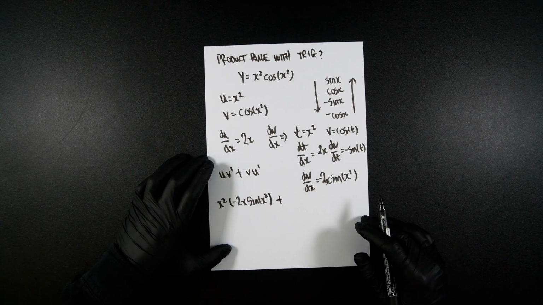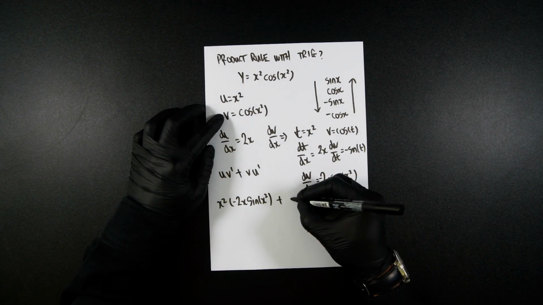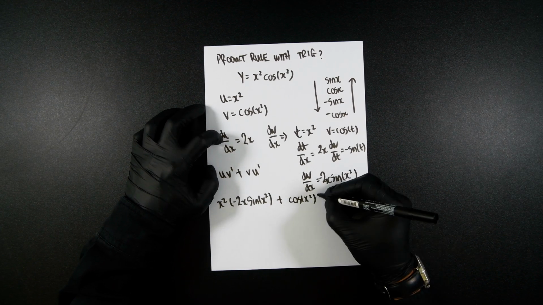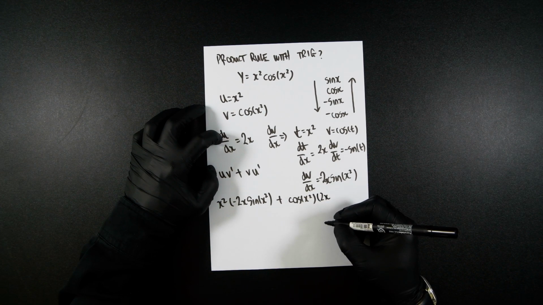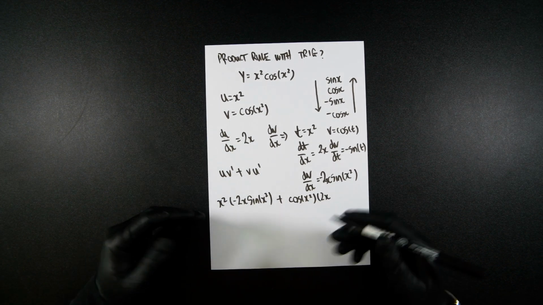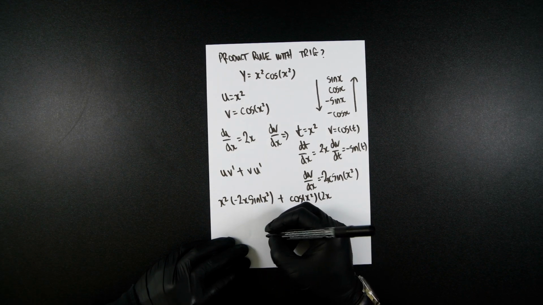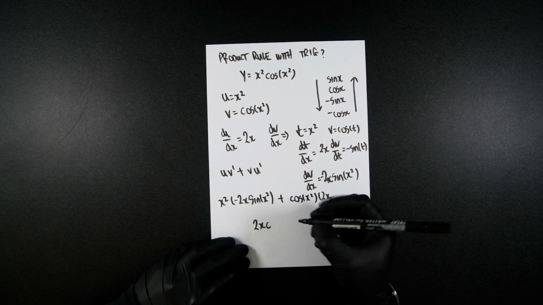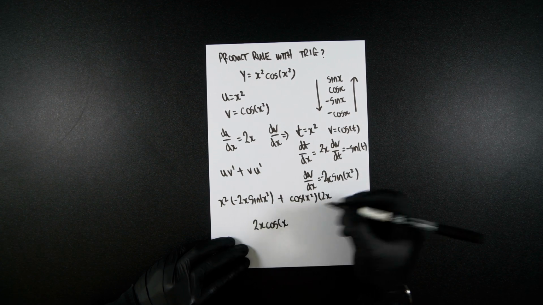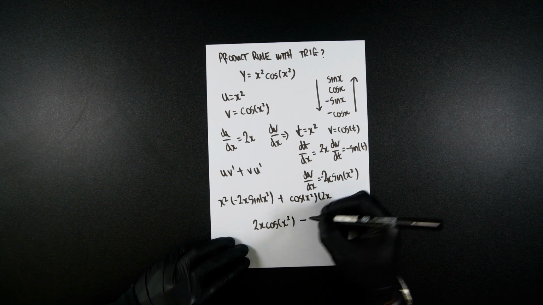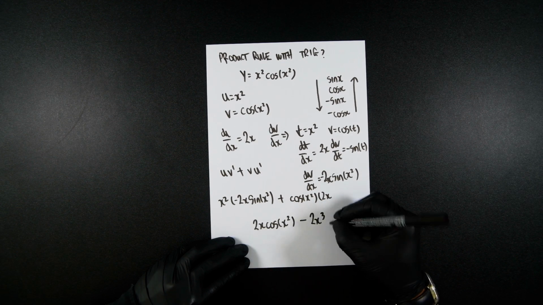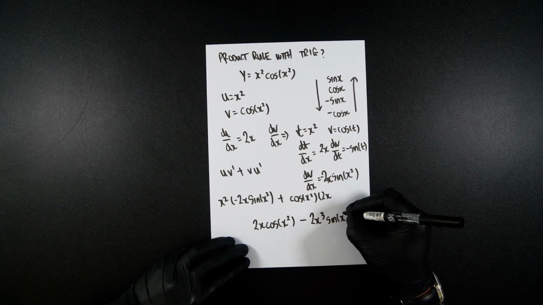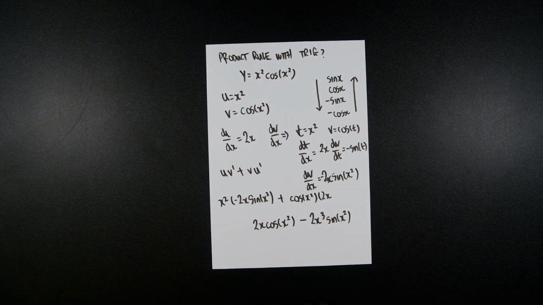plus v, which is here, cos x squared, and u dash, which is 2x. We can now clean up a little bit, but not very much. So we're going to now get, I'll rewrite it the other way around, 2x cos x squared minus 2x cubed sine x squared. So that's now been differentiated.